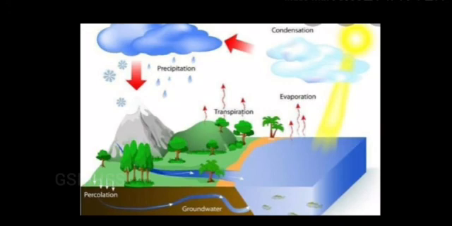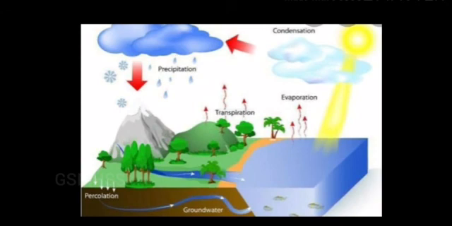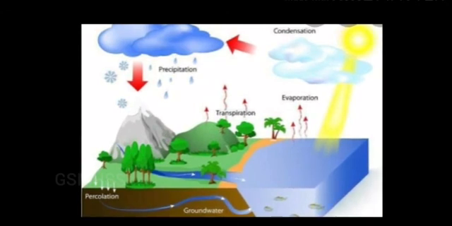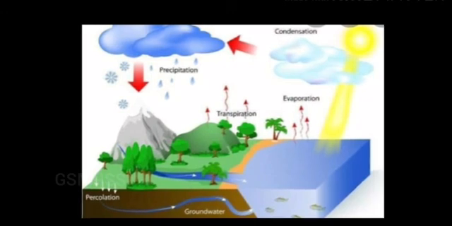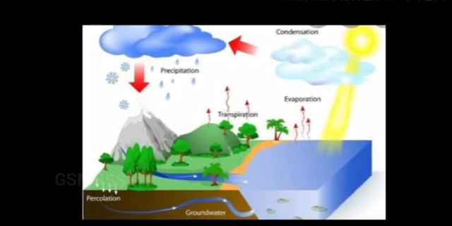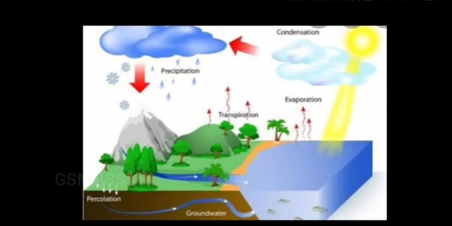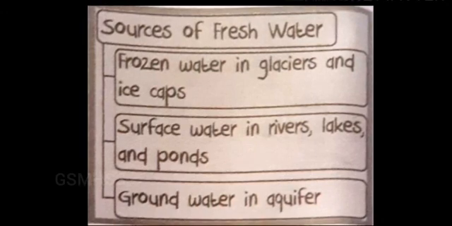So, the water cycle has three main processes: evaporation, condensation, and precipitation. Rain is the biggest source of fresh water on earth and is only possible through the water cycle. Thus, the water that evaporates from the earth falls back as rain, and the total amount of water on earth remains constant. Apart from this, some other natural sources of fresh water are frozen water in glaciers and ice caps, surface water in rivers, lakes, and ponds, and the groundwater.